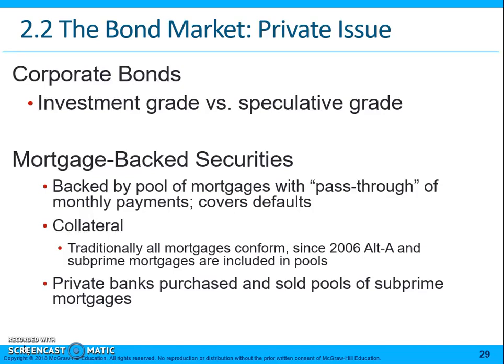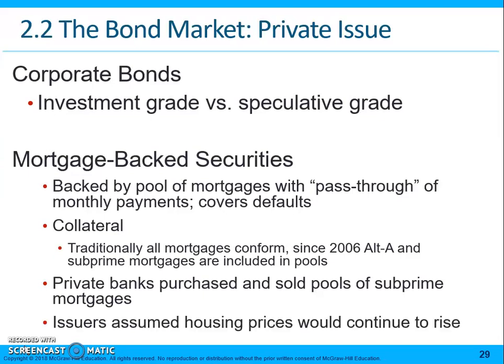The private banks, investment banks played a major role in the financial crisis, and we'll see in an upcoming chart how their activity has declined significantly since the financial crisis. The assumption all along with these subprime mortgages was that the housing prices would continue to rise, and thus make the mortgages continue to perform. That obviously did not occur.